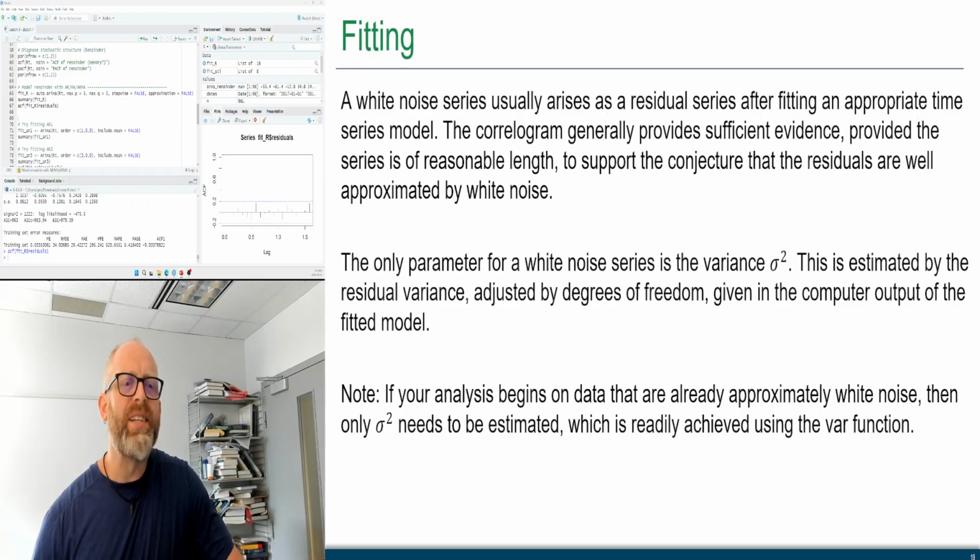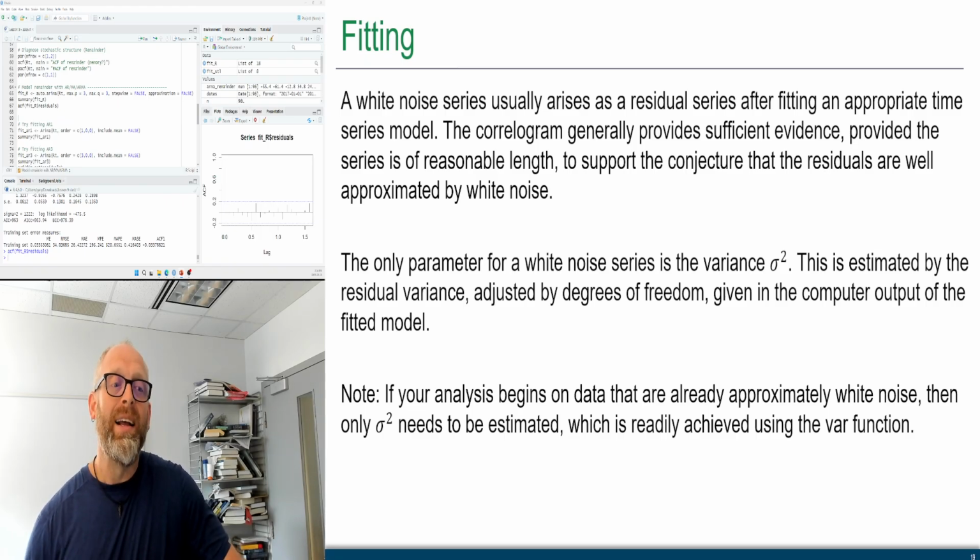So a white noise series usually arises as a residual series after fitting an appropriate time series model. The correlogram generally provides sufficient evidence, provided the series is of reasonable length, to support the conjecture that the residuals are well approximated by white noise.